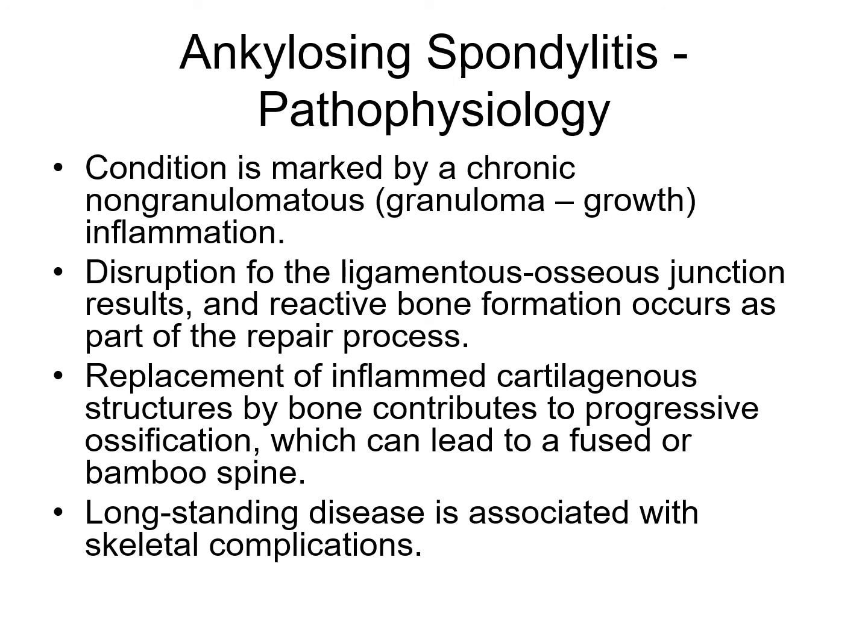Disruption of the ligamentous osseous junction results in reactive bone formation as part of the repair process. Replacement of the inflamed cartilaginous structures by bone contributes to the progressive ossification and deformity, which can lead to a fused or bamboo spine. Long-standing disease is associated with skeletal complications and pulmonary complications because of the decreased rib expansion.